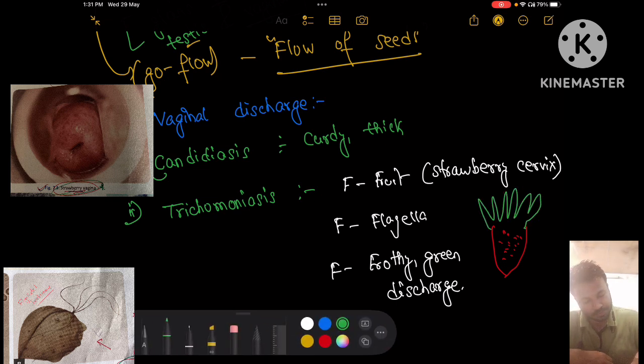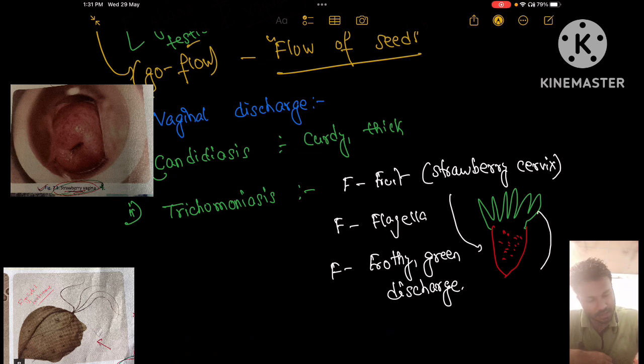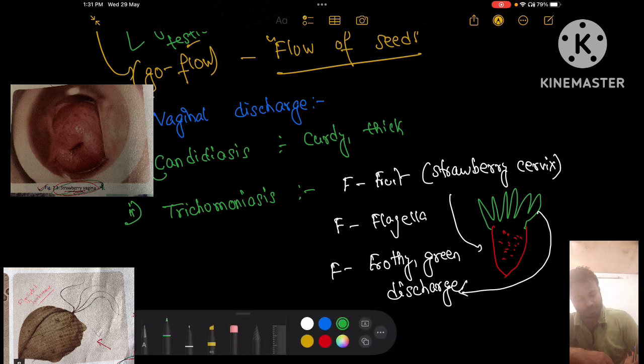So it is strawberry cervix and green discharge.